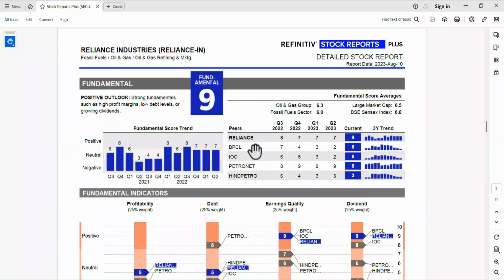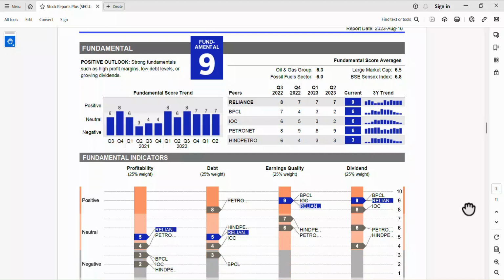Okay. So the fundamental score of Reliance, this is quarter by quarter. Reliance's current is 9. So this is based on some trend. अच्छा, अब fundamental factors क्या क्या हैं? There are 4 factors of fundamentals. Profitability, debt. Profitability का वेटेज जो है 25% है. Debt का वेटेज 25% है. Earning quality, because if the company is into business, how is the quality of earning? Is it improving? Is it going down?